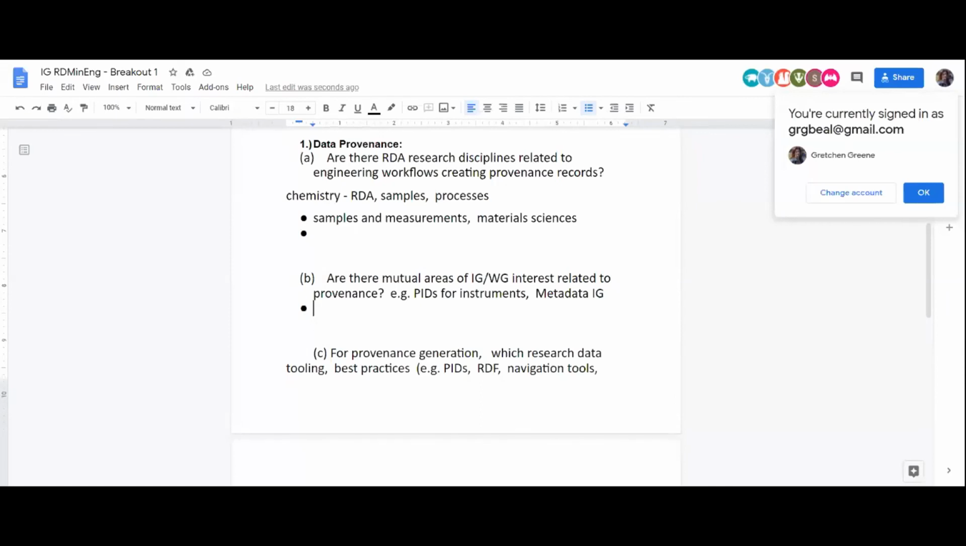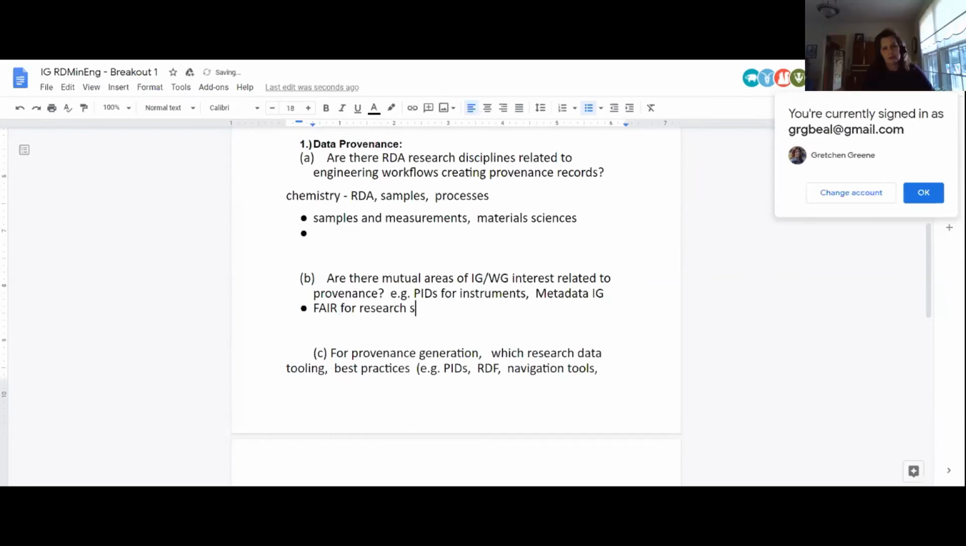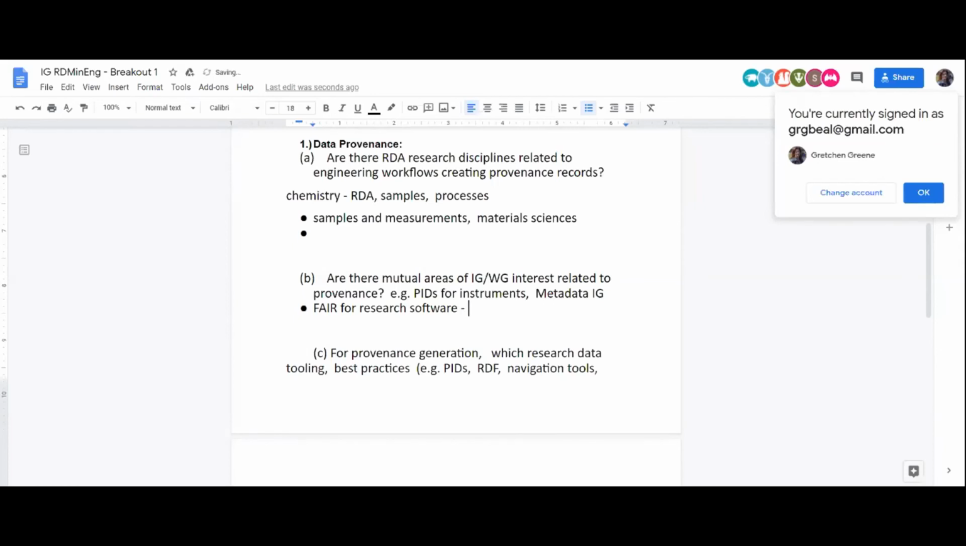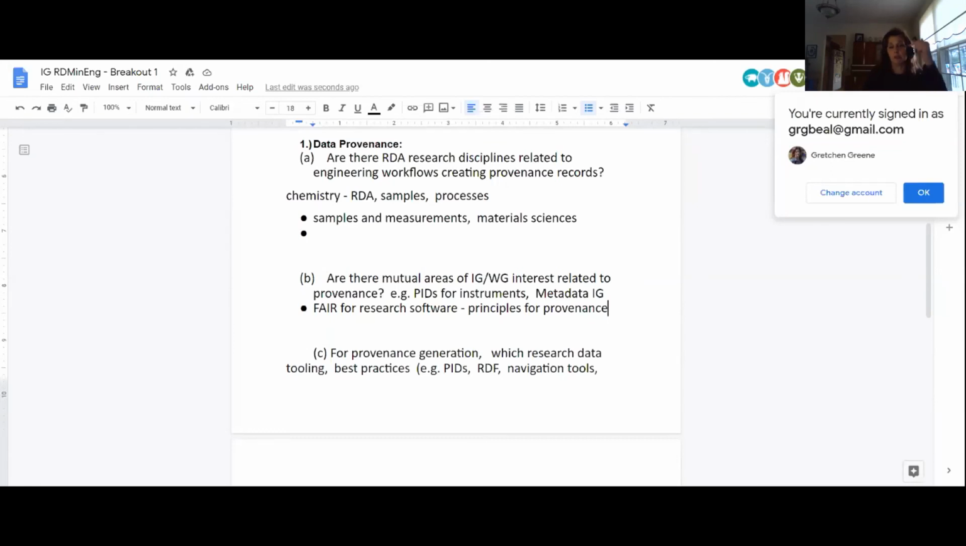I'm part of the FAIR for Research Software working group, and since the FAIR principles include some principles regarding provenance, we are looking at this aspect for research software. So I think that's a good working group where we can have discussions on this aspect with engineering. Yeah. We're really looking at our engineering research workflows, and how you capture the various software elements and software tooling in the entire workflow. Exactly.